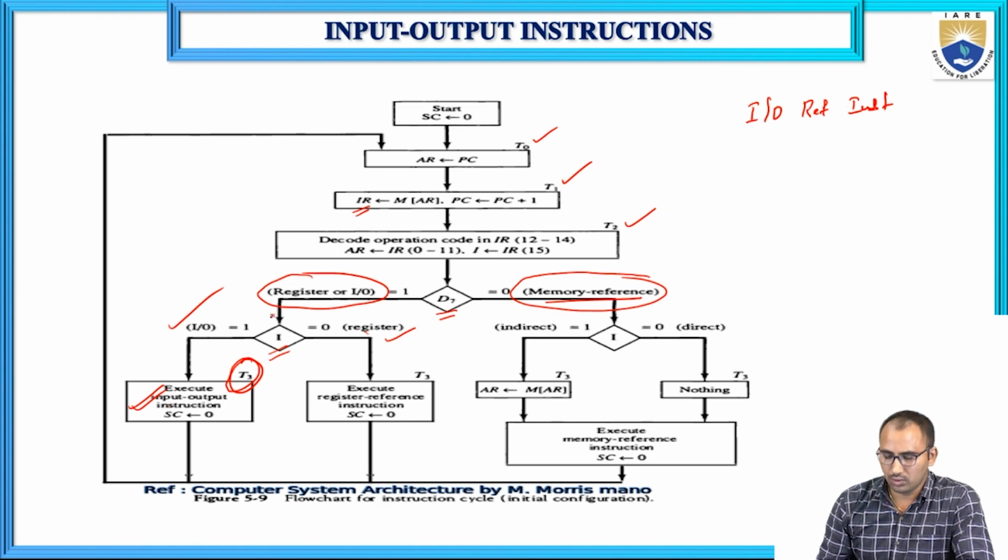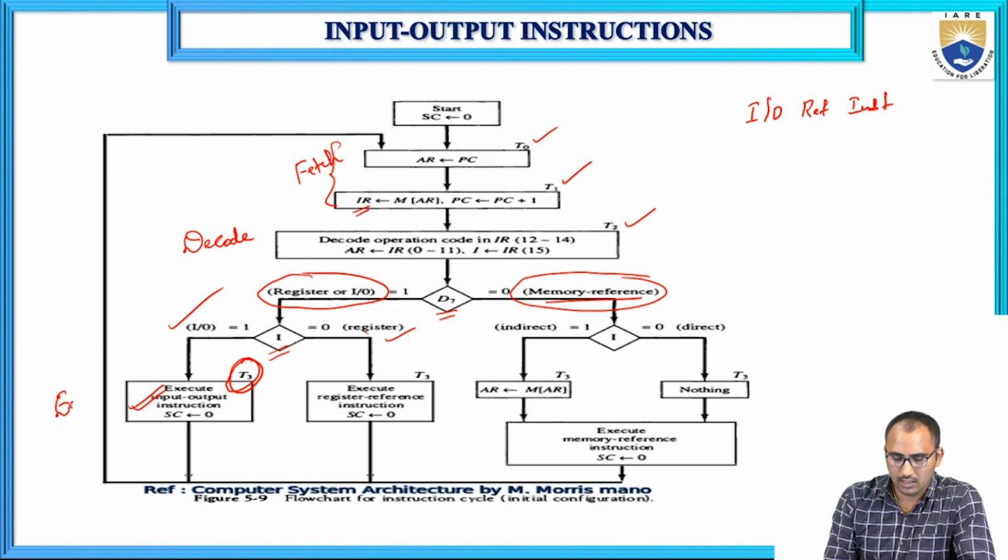Okay, so this is the flowchart for the instruction cycle, showing how the instruction will be fetched, decoded and executed. This is the fetch phase, this is decode, and this is execute. Every instruction has to undergo these three phases: fetch, decode and execute. Then only the next instruction will be fetched from the memory.